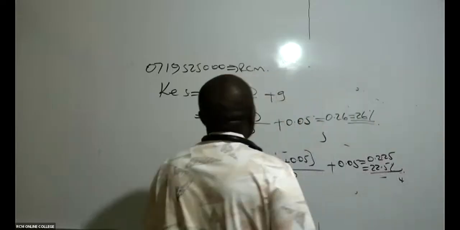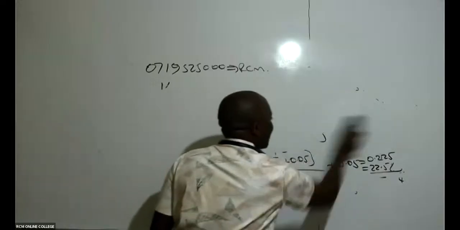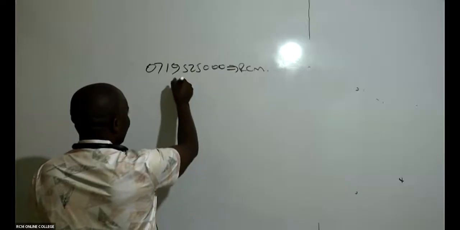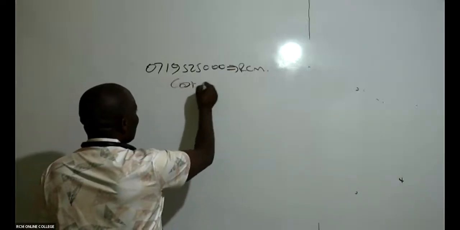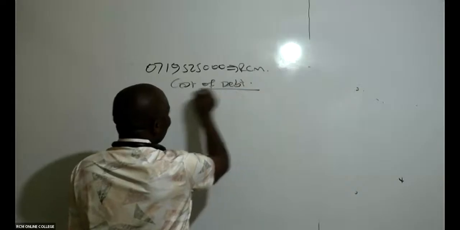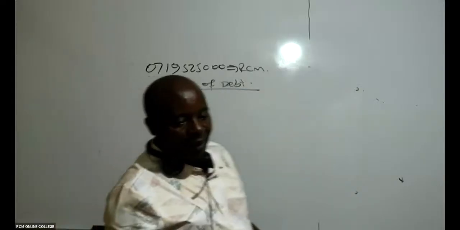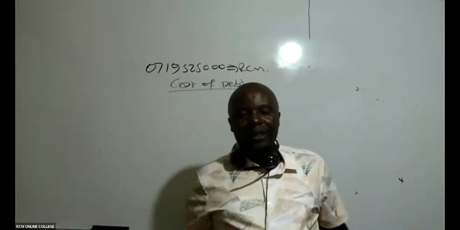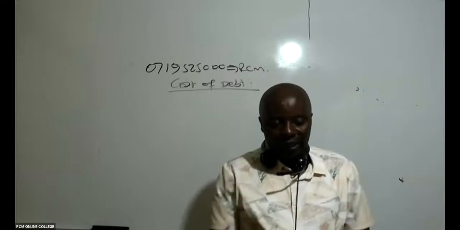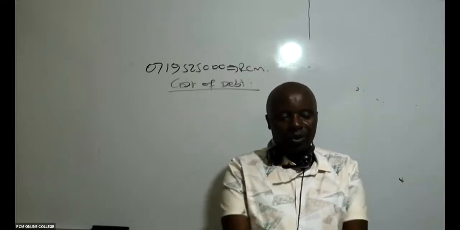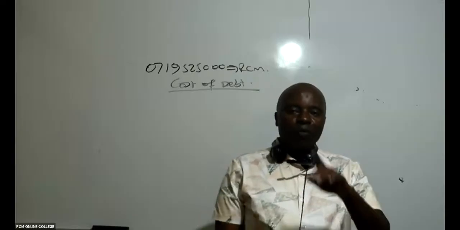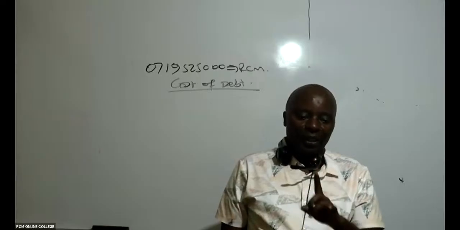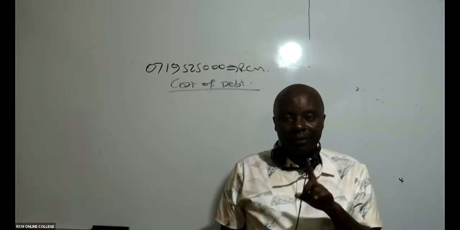Now that opens a door for me to go and discuss what we call cost of debt. For cost of debt, we have two types of debt instruments. Do you know them? We have what we call irredeemable debt, and then we have redeemable debt. Irredeemable and redeemable.